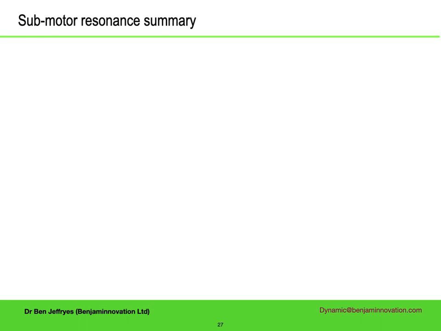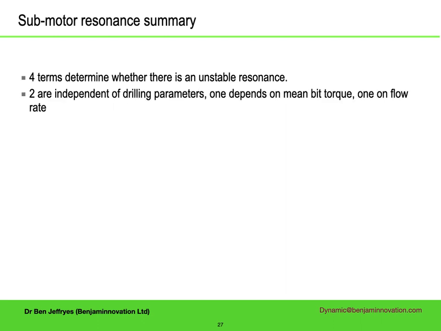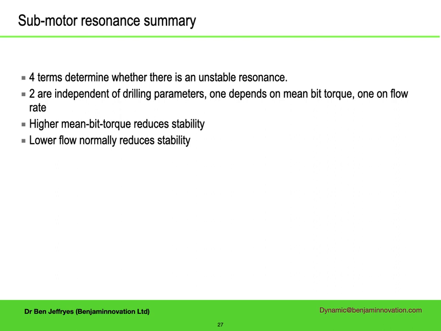That's all quite complicated, but luckily there are some quite simple conclusions. There are four terms that determine whether the excitations will be unstable, i.e. self-exciting. Two of them change with drilling parameters, one with mean bit torque, so the drilling weight, the other with flow rate. Higher mean torque means reduced stability. Lower flow rate also reduces stability.